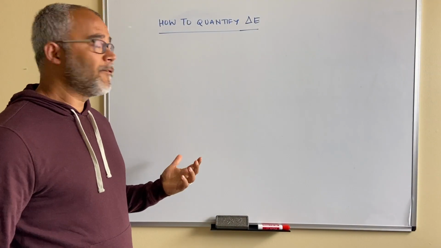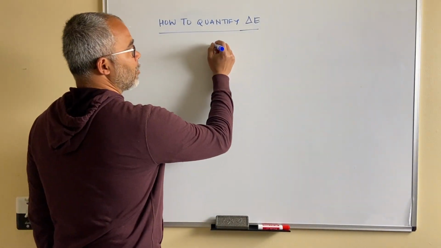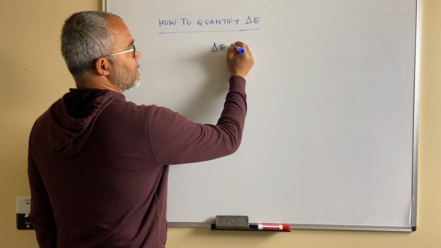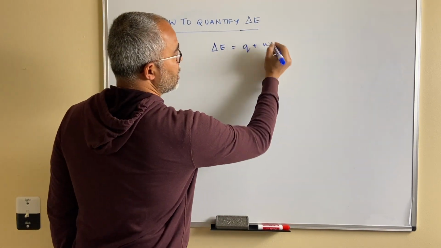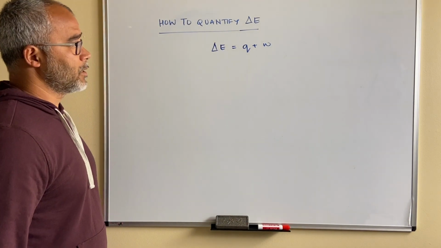Let's discuss how to quantify delta E, okay? So if you recall from the first law, delta E is equal to Q, the heat transferred, plus W, the work done in the process, okay?